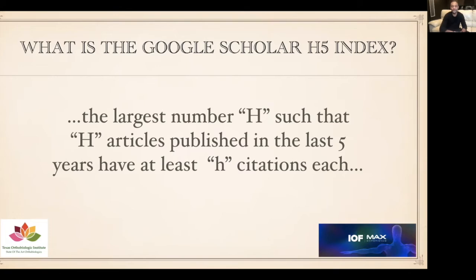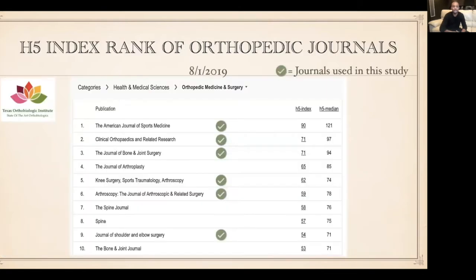And over the last 5 years, we have 45 articles that have each been published and cited at least 45 times. So that would give us our particular Google Scholar H5 Index of 45.